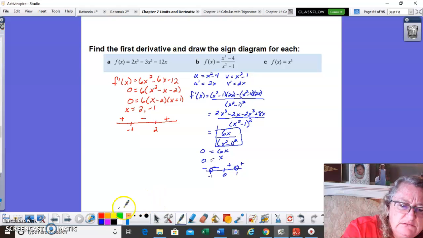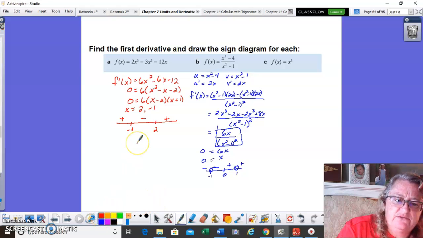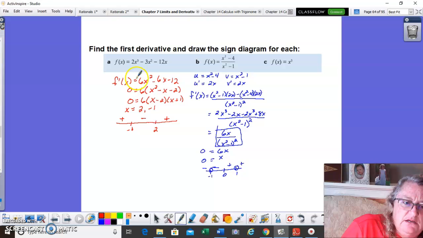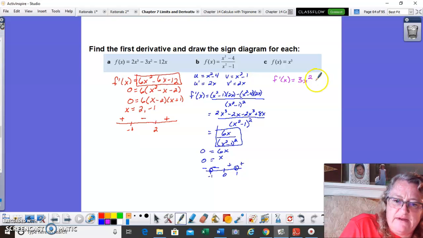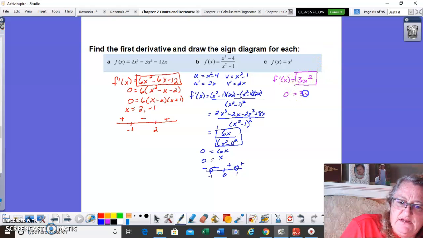So the third one, let me go back and make sure I mark my answers here. This was my first derivative here. Okay. So for the third one, it's actually easier. I'm looking at my first derivative equaling 3x squared. Not bad at all, right? So there's my first derivative, which is what it asked for. Then a sign diagram. So I'm setting that equal to 0, 3x squared, set equal to 0 means that x equals 0.